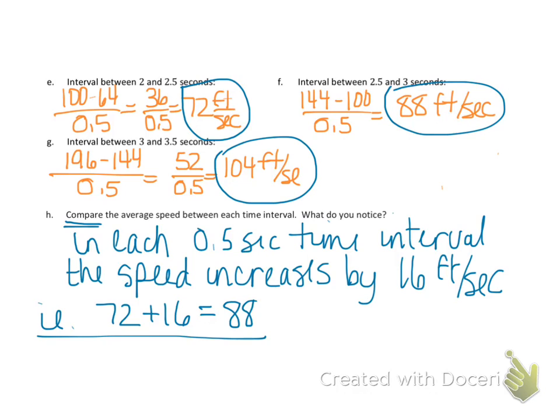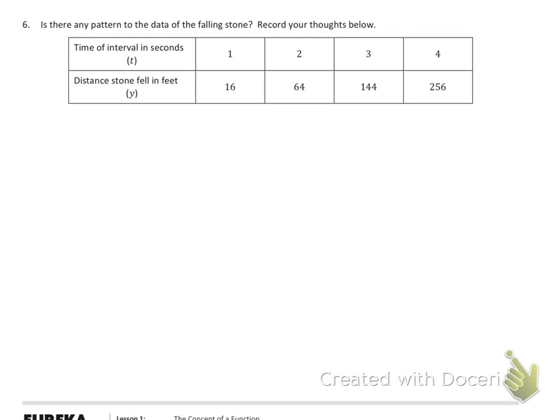Okay, so let's look at number 6. Number 6 is asking us to look for a pattern in the data of the falling stone. So in the first second, we've got 16. And this is just the data from the table in example 2. Then 64, 144, and 256.